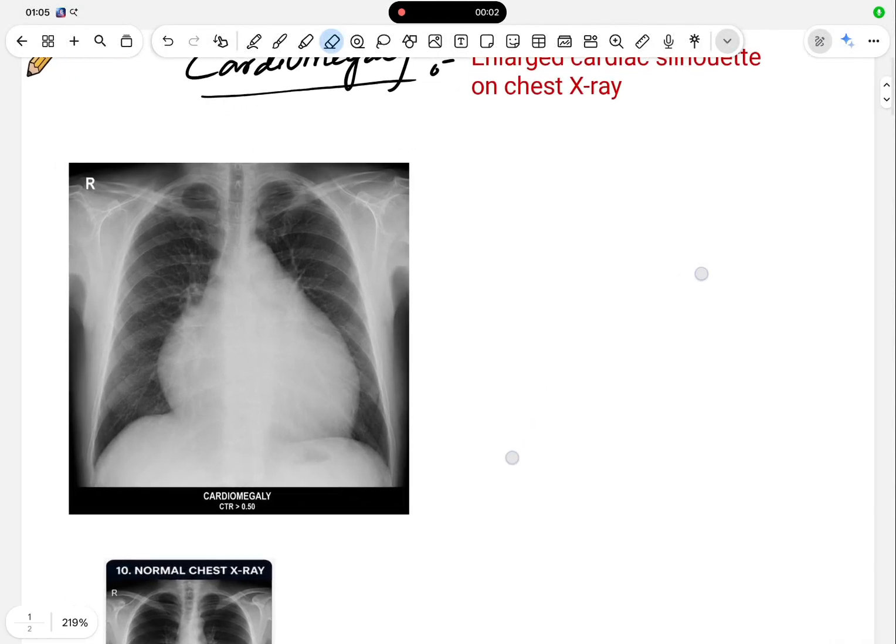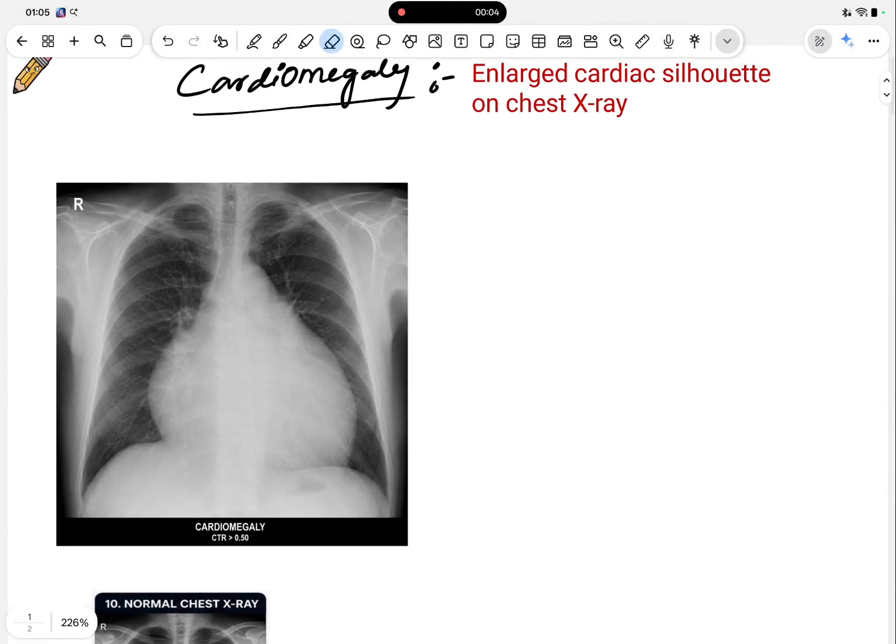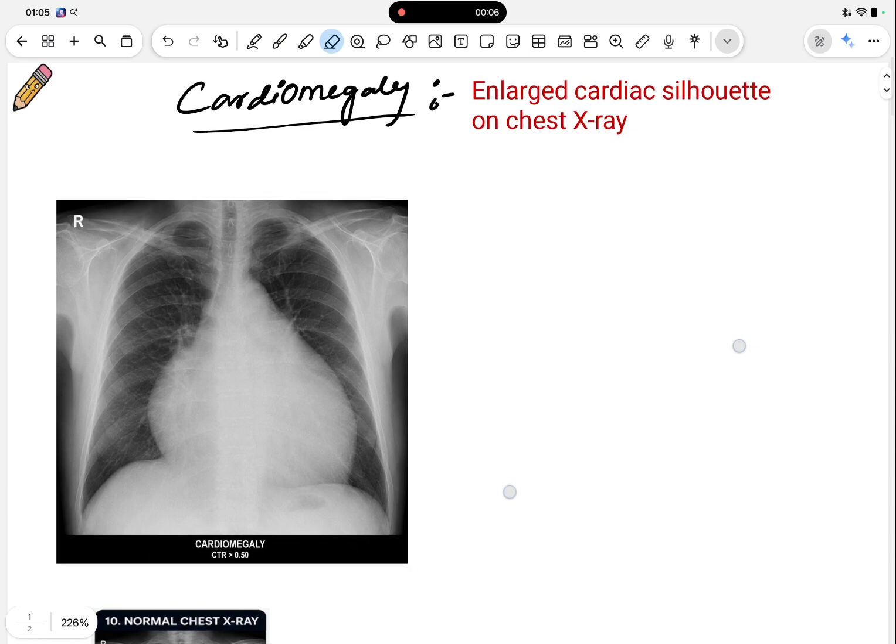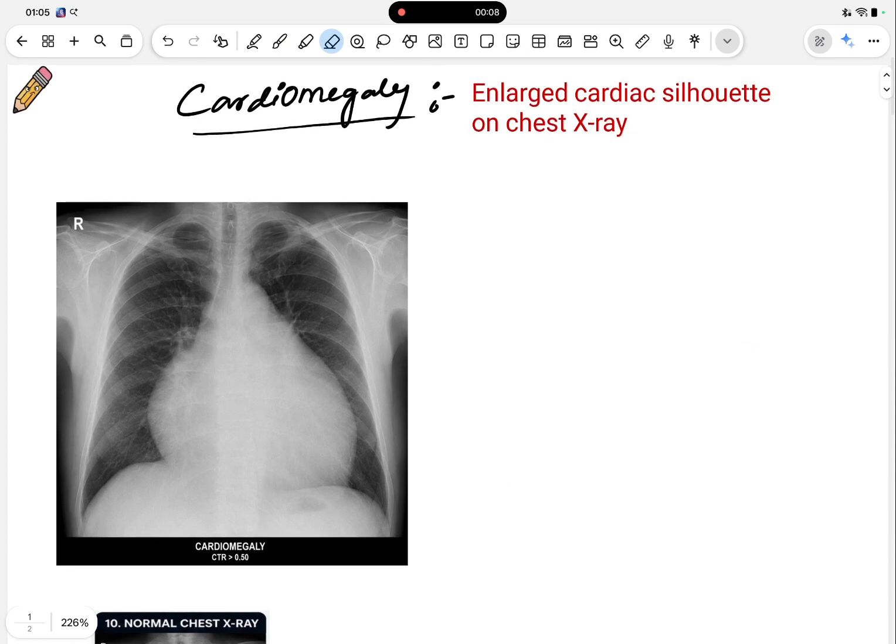In this video, I will be talking about how to identify cardiomegaly in a chest X-ray PA view. Cardiomegaly means the cardiac shadow is enlarged. The cardiac silhouette is also known as the shadow. Okay, the enlarged cardiac shadow.